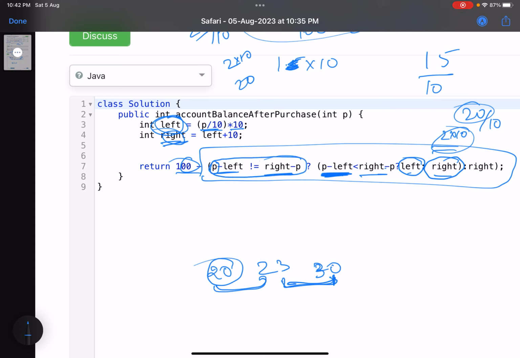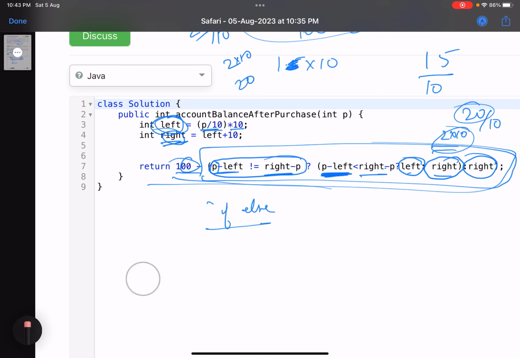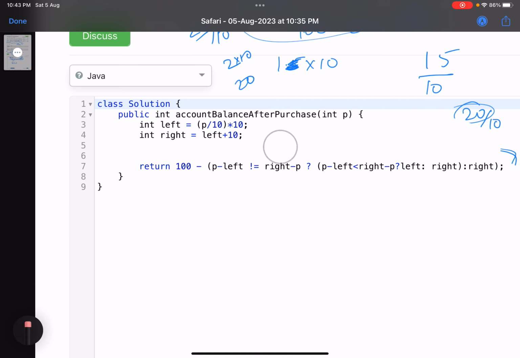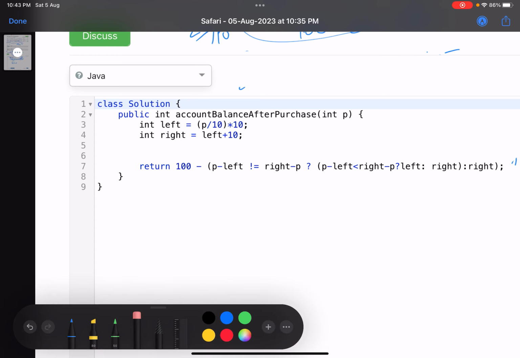If the absolute difference is equal, it says that you have to pick the larger multiple, right? So I just pick right. So 100 minus right. This is a one-liner. You can write if-else conditions as well. But yeah, I just thought I'll explain it to you, right? This is a new thing that you can learn. This is known as the ternary operator, right? This is a replacement of the if-else condition, right?